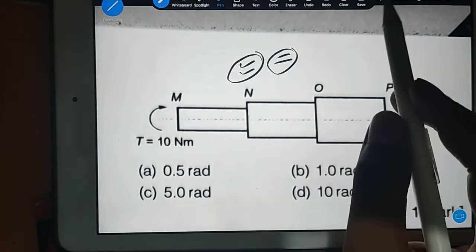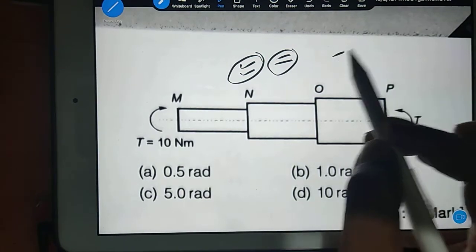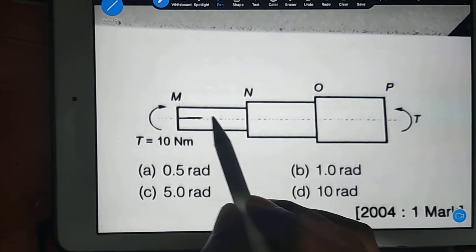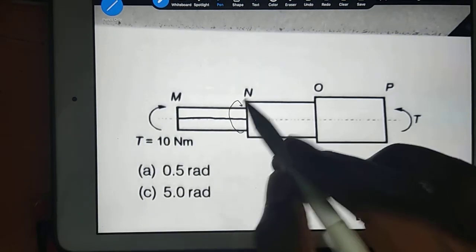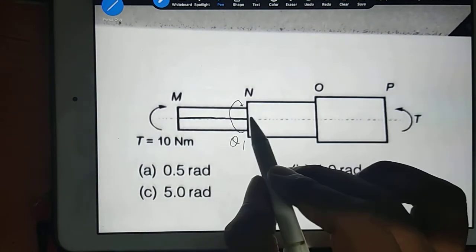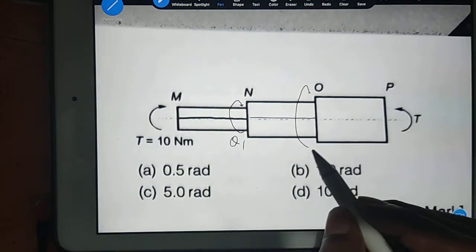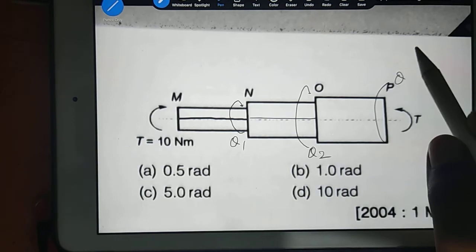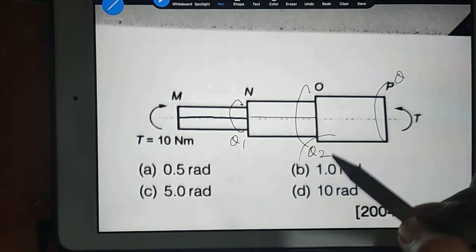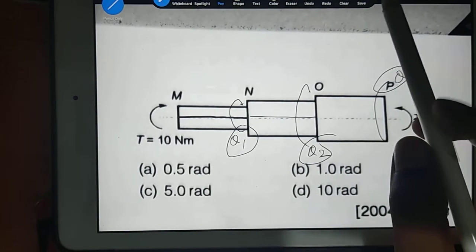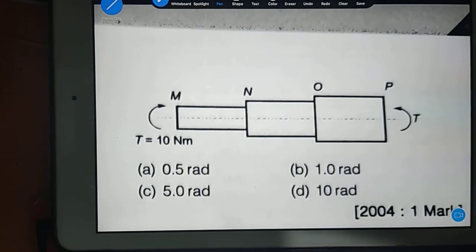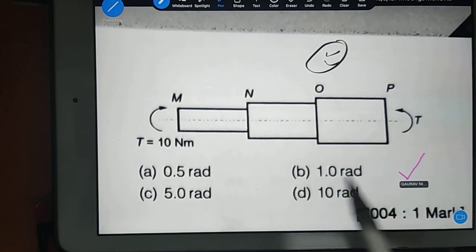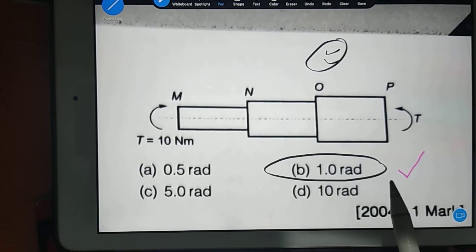This question also I am giving you for homework. You should try by yourself. It is a very easy question. You can easily crack this question. Only one thing you should know, this portion will twist, imagine, by some theta 1 angle. This portion will twist by some more theta 2 angle, and this portion will twist by something else. So in the last, what will you do? You will add all the theta. This is what I have taught you in lectures, right? You will add all the theta, so you will get the final answer. And if you add correctly, you will get 1 radian. That's all.